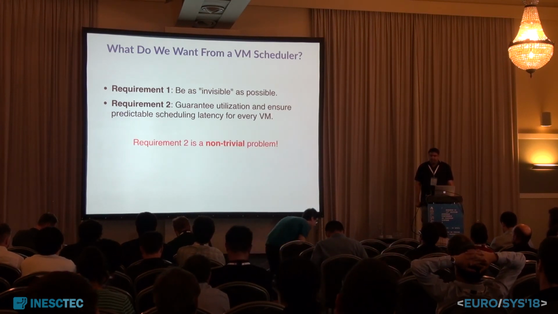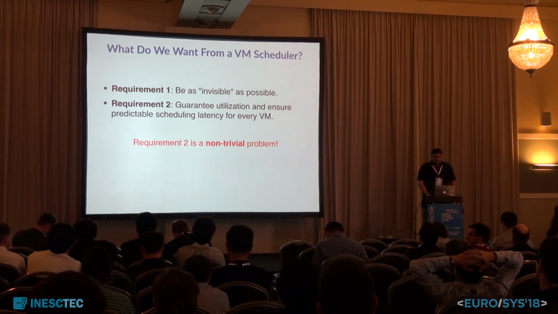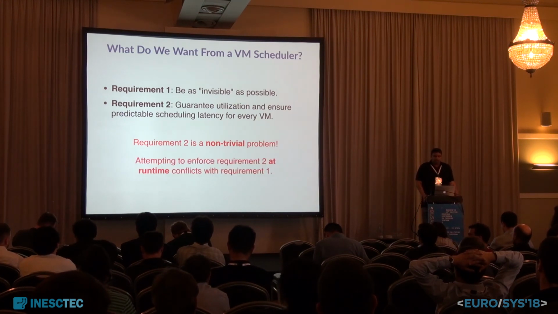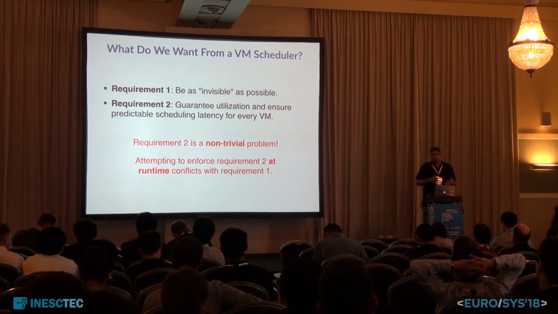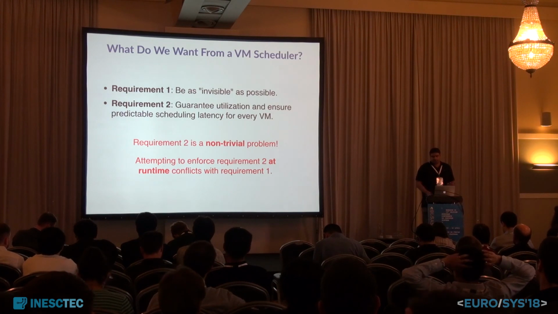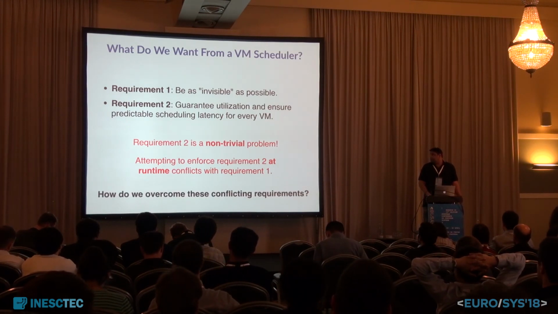Now, if you think about it, requirement 2 is a fairly non-trivial problem: to ensure a certain utilization and predictable bound on latency for every VM in the system. And attempting to do this at runtime kind of conflicts with requirement 1, right? You cannot have complex decision-making and low overheads. So how do we actually overcome these conflicting requirements?